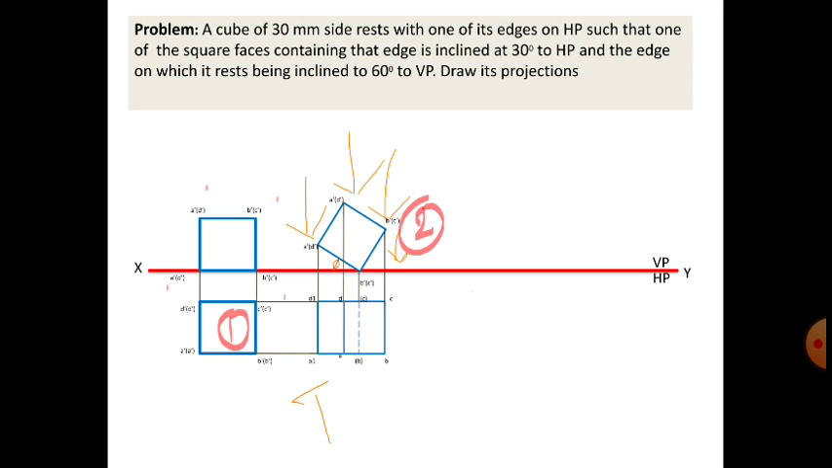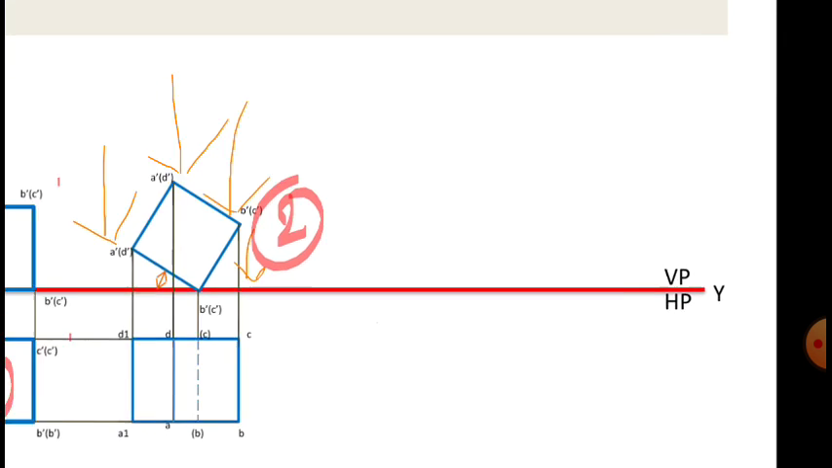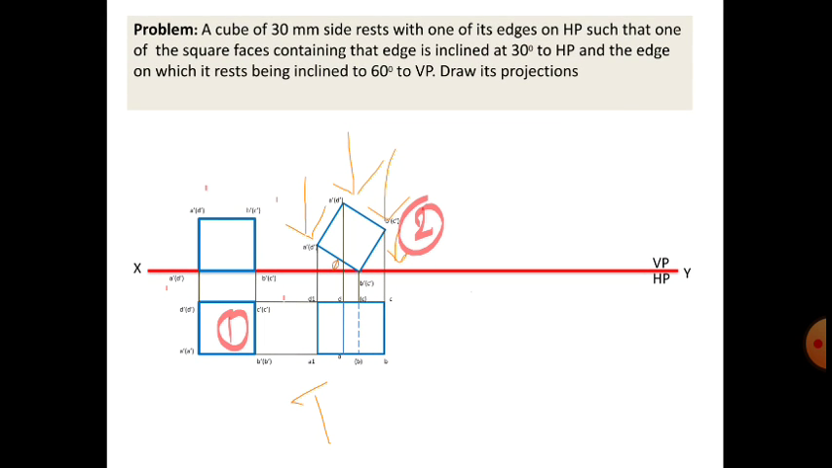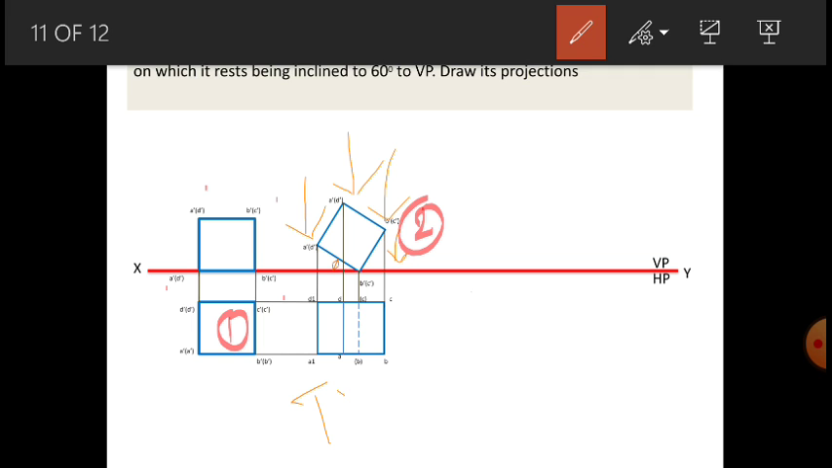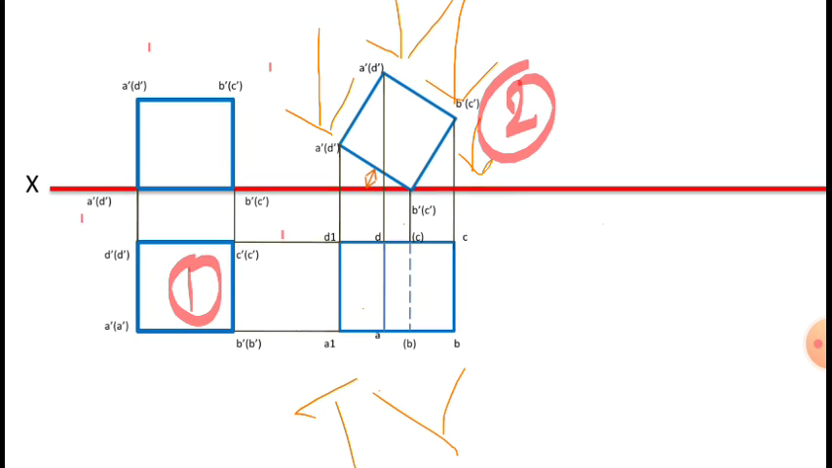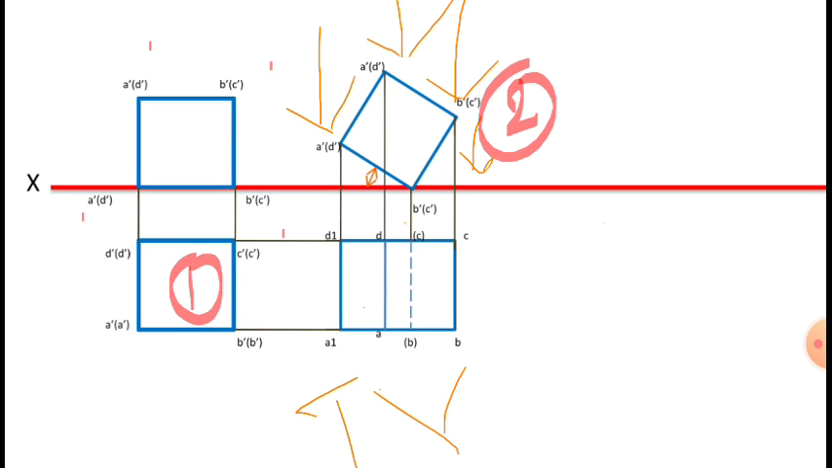Okay, we'll be trying to see the top view. Here we are seeing the top view, so whichever edges are visible to you, we will be drawing in solid, and the edge which is below or hidden is drawn in a dotted line.